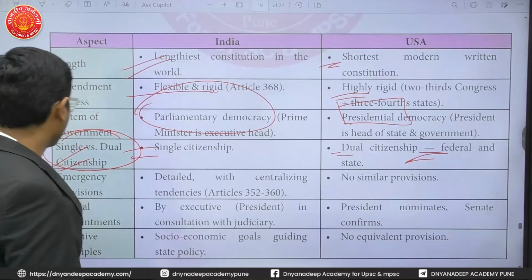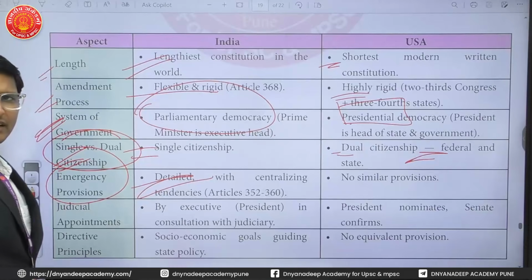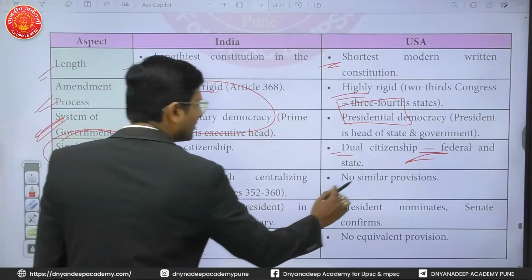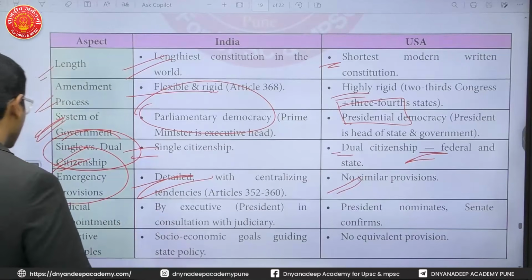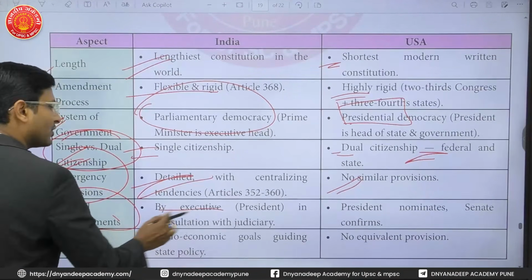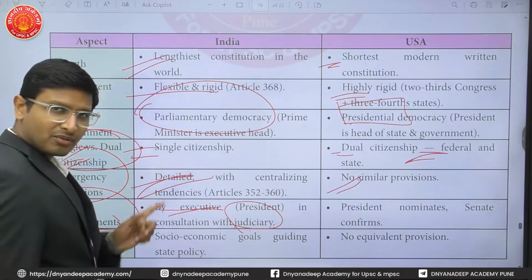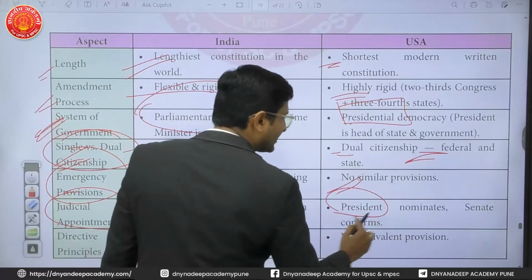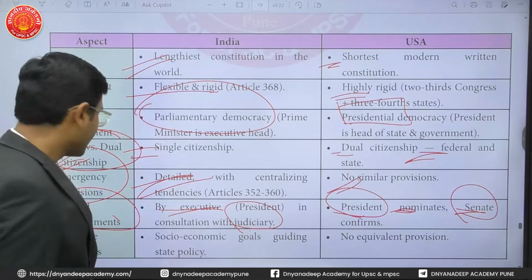We don't have something like that. Emergency provisions are detailed in India, Articles 352 to 360. There are no similar provisions in the US Constitution like the emergency provisions in India. Judicial appointments in India are made by the executive in consultation with the judiciary. In America, it is the president who nominates, but the nomination has to be approved by the Senate.